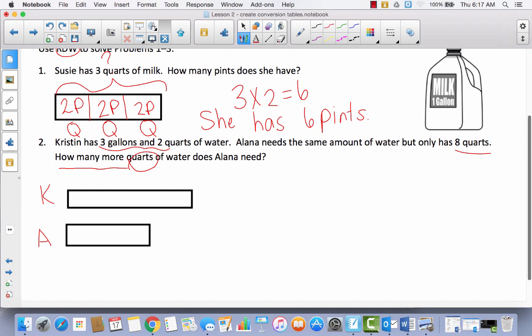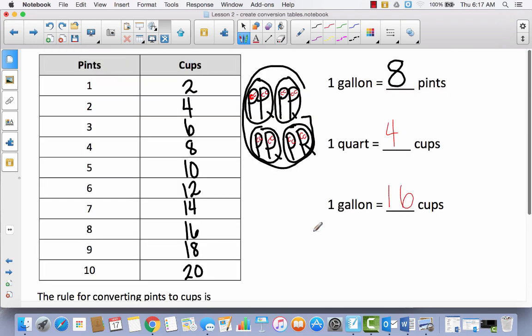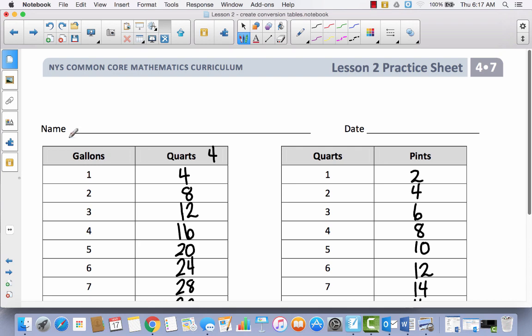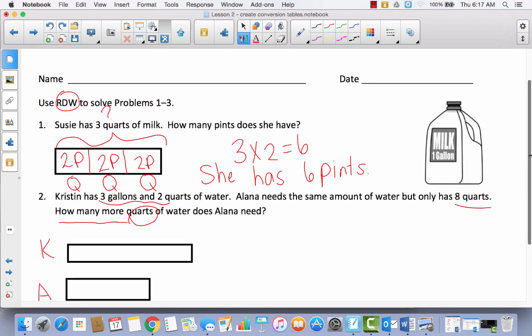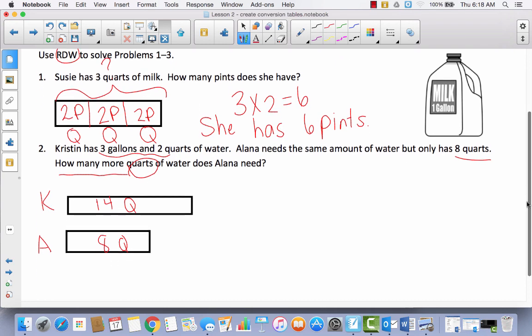So what I'm going to do is convert Kristen's 3 gallons to quarts. I can go back and look at my conversion table, and I can see that in 3 gallons, there are 12 quarts. So I know that Kristen has 12 quarts in her 3 gallons plus 2 more quarts, which would be 14. So I'm going to write this as 14 quarts. Alana only has 8 quarts. So I want to know how much more does Kristen have than Alana?